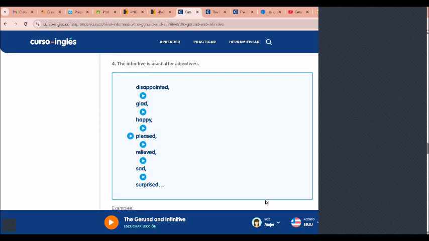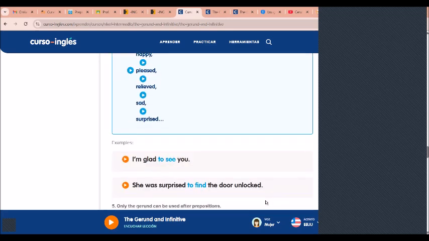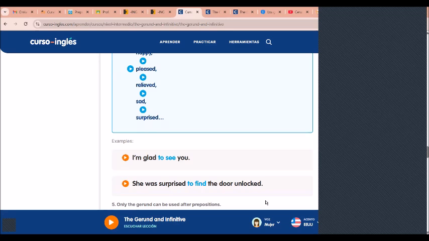Number 4, let's go with hello, Marco. You jump in. The infinitive is used after adjectives: disappointed, glad, happy, pleased, relieved, sad, and surprised. All right. These are adjectives. These are descriptive words applied to nouns. Help us with the examples, Marco.